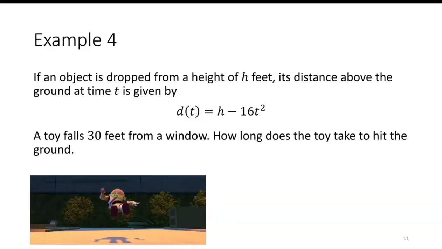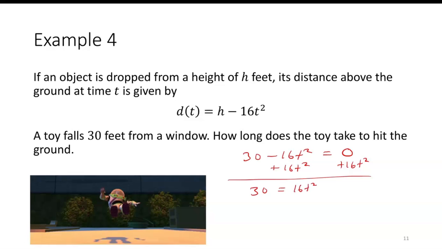So basically, we are going to set the distance to 30. Oh, take that back. What we have is the h is 30, so we have 30 minus 16t squared is equal to 0. The distance to the ground will be 0 at the moment it touches the ground. So we could add 16t squared to both sides. And that gives us 30 is equal to 16t squared. And so divide by 16. And that gives us t squared equal to 30 over 16.